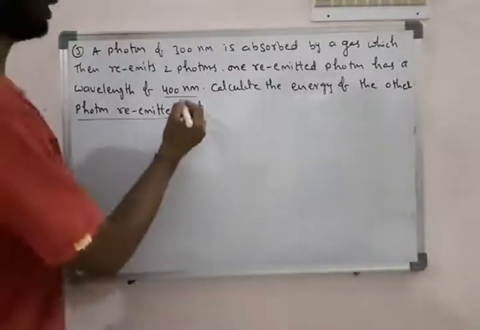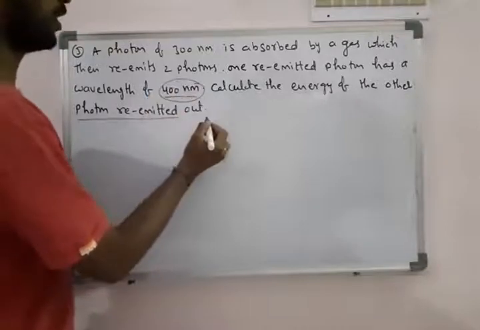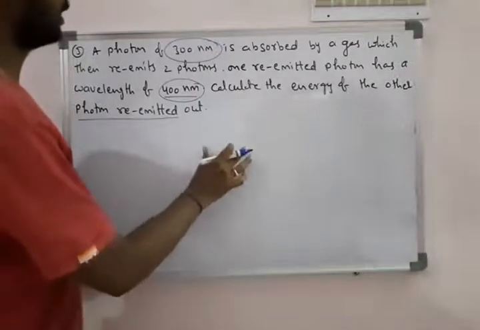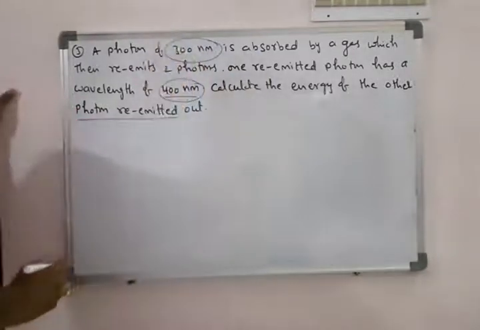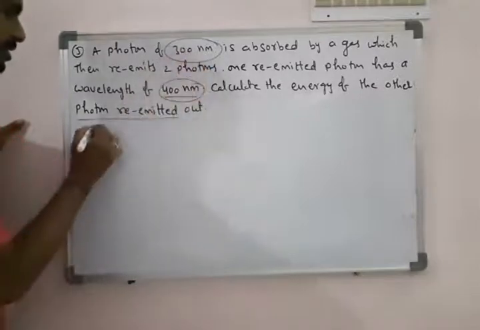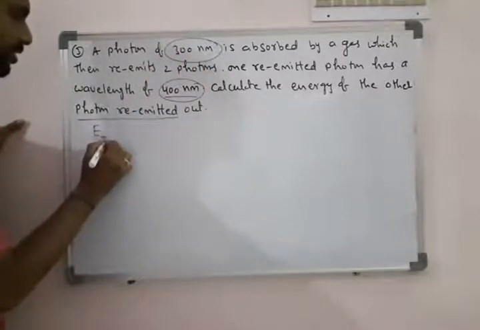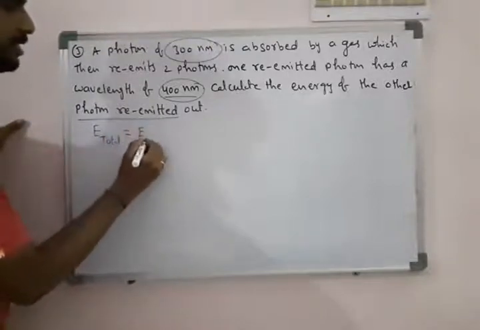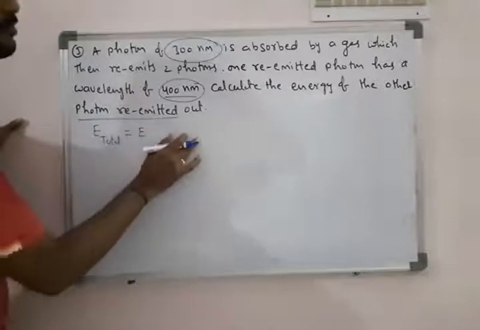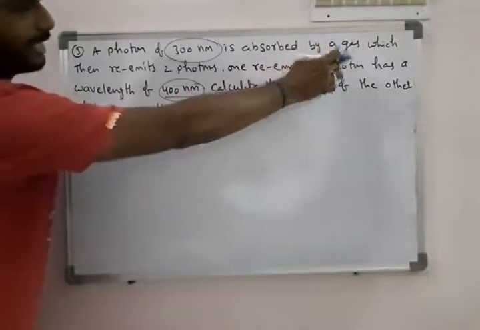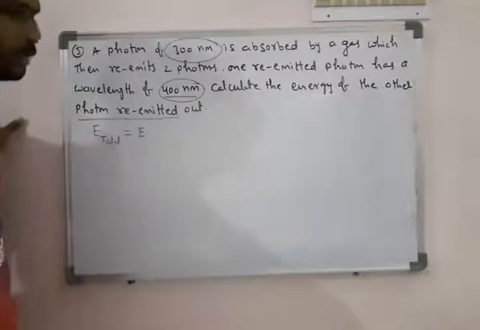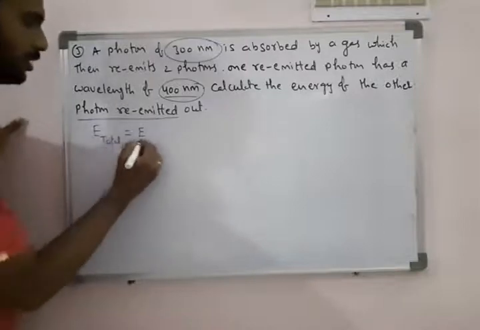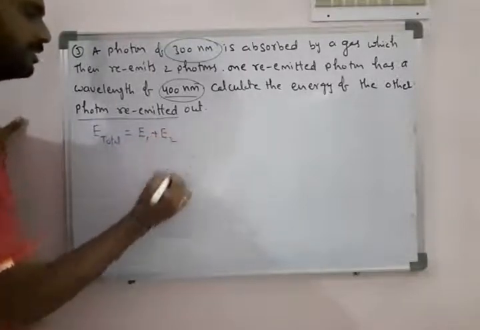Okay, so here the wavelength of the initial photon is given. The first photon's energy we call E total, which is absorbed by the gas and released as two photons. There is no change in the energy, there is no creation of energy. So E total is equal to E1 plus E2.